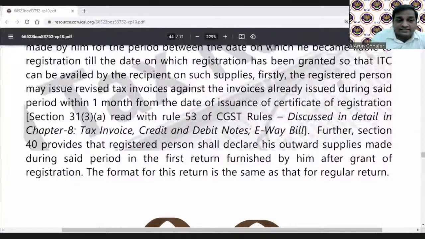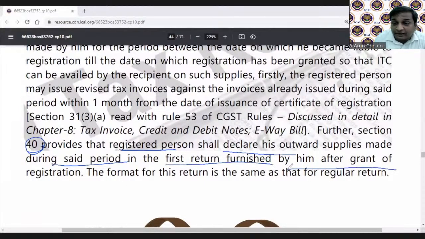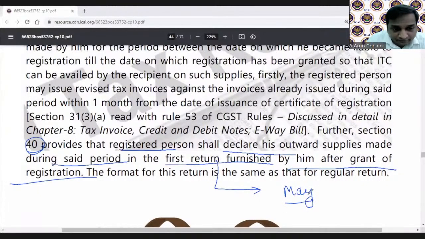Further, section 40. This is the first return. Section 40 is the first return. It provides that the registered person shall declare his outward supplies made during the said period in the first return furnished by him after the grant of the registration. The first return would be for the month of May or for that quarter. The format is the same as that of the regular return.